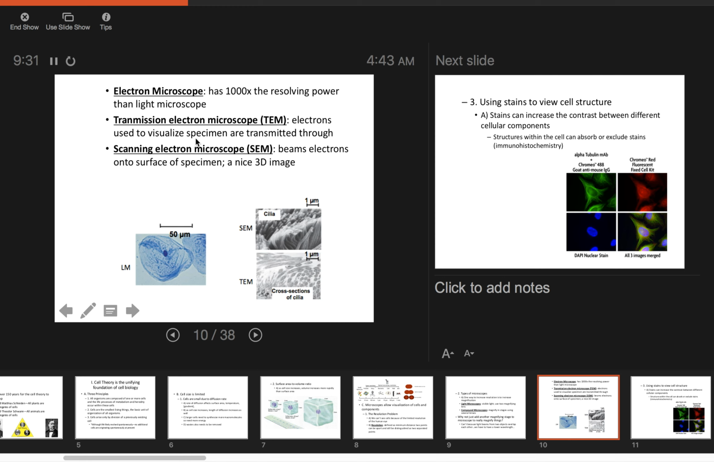Transmission means that it literally goes through the specimen. Okay, so here is a cross section. The electrons are going through whatever sample you're looking at. Okay, scanning electron microscopes give these awesome 3D images. So these are the same thing, cilia, but here we're looking at the outside, and here we're literally going through the organism.